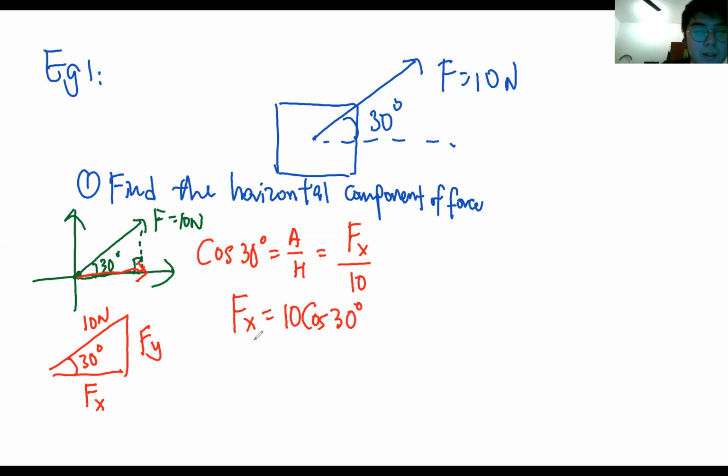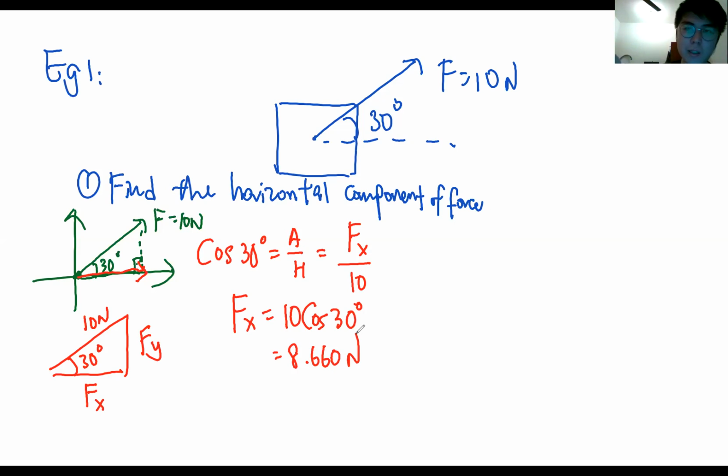Okay, so the horizontal component is 10 cos 30 degrees. If you calculate it, you will get 8.66 Newton. Okay, 8.66 Newton. Now, this is for question 1.